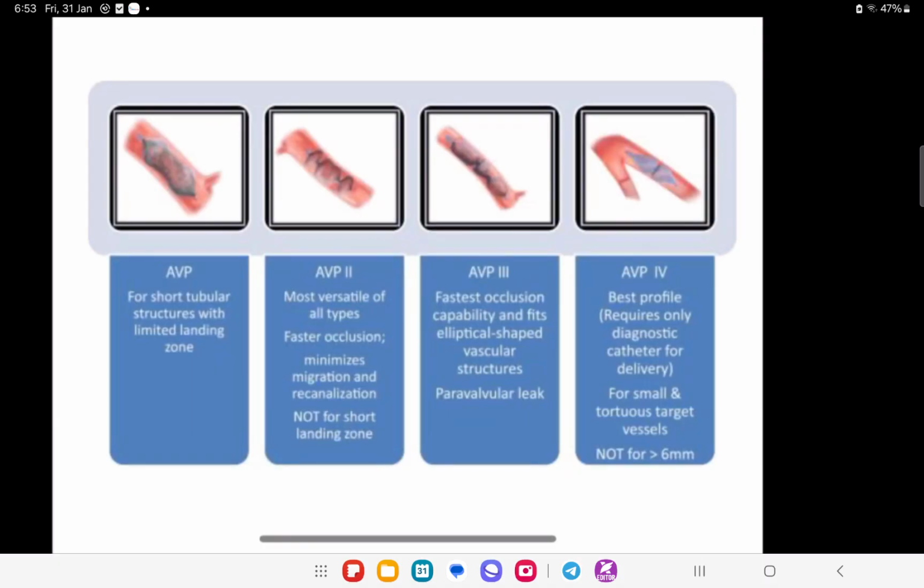Type 1 is for short tubular structures with limited landing zones, whereas type 2 vascular plug devices are the most versatile of all types. They have faster occlusion and minimize migration and recanalization, and they are not for short landing zones. Whereas type 3 devices have the fastest occlusion capabilities and fit elliptically shaped vascular structures, and paravalvular leak can also occur with them. Type 4 has the best profile, requires only a diagnostic catheter for delivery, for small and tortuous target vessels, and is not for more than 6 mm.